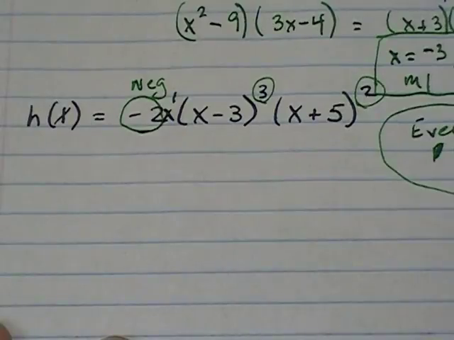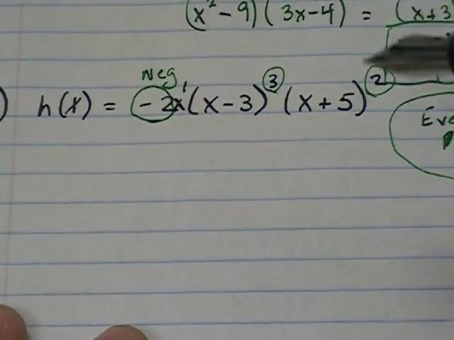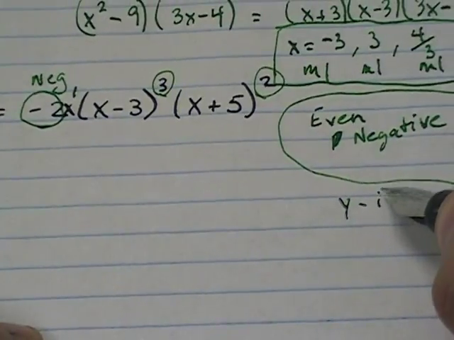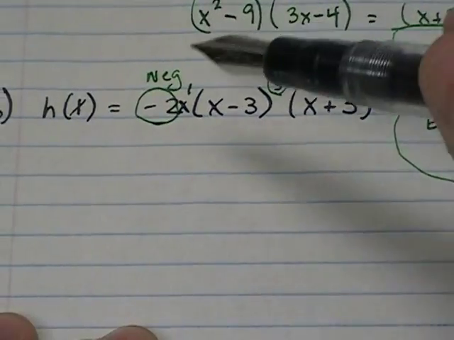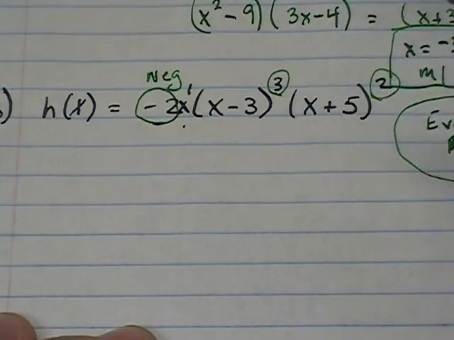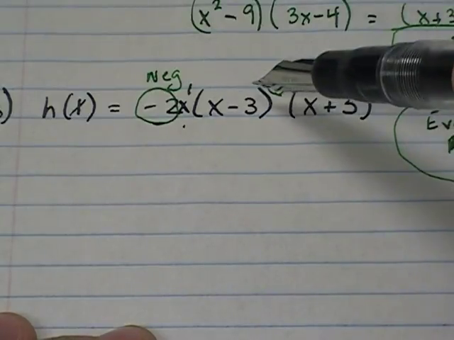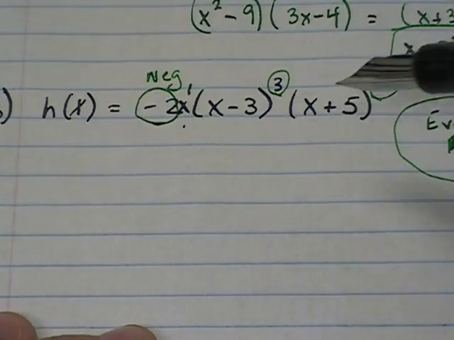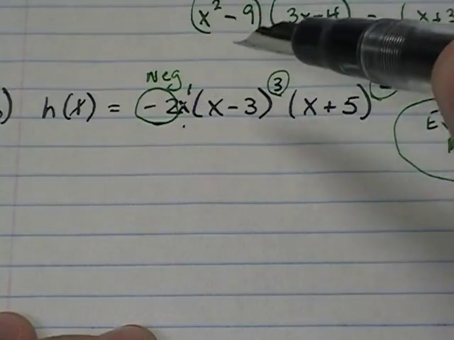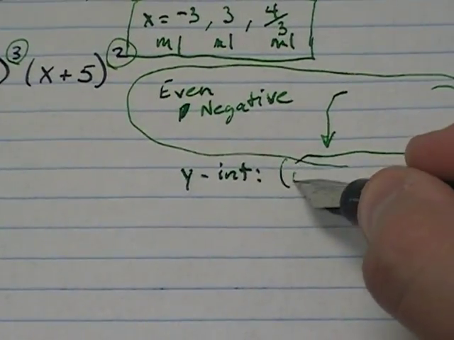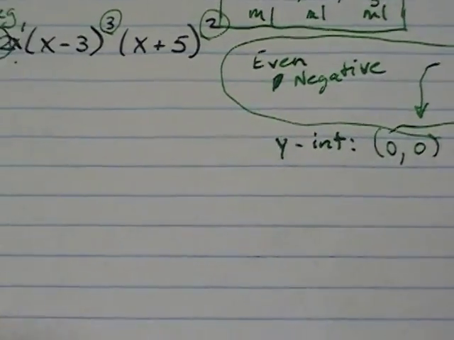Second thing I do is I say, well, what about the y-intercept? Well, how do you find the y-intercept? You set x equal to 0. So if 0 times, and it doesn't matter because 0 minus 3 is -3, -3 squared, -3 cubed is a big old number, it's 27, but 0 times anything is 0. So where's the y-intercept? 0, 0.